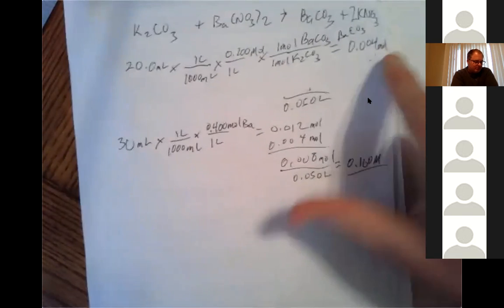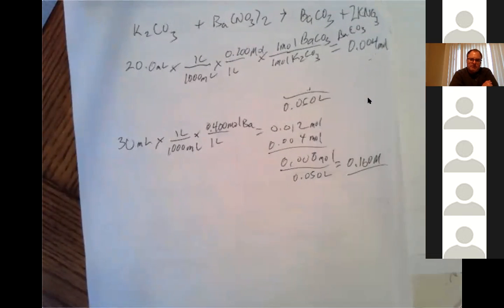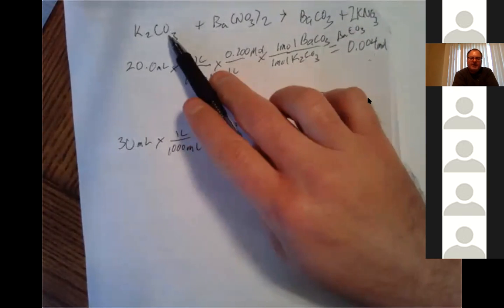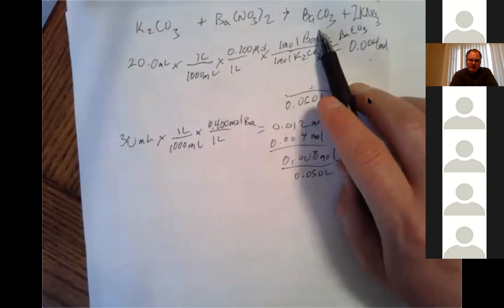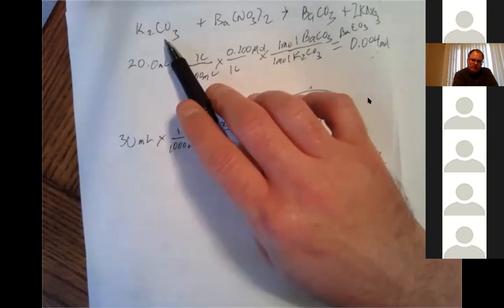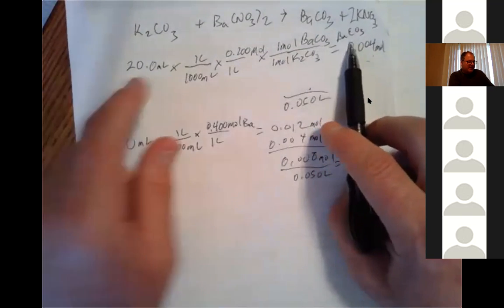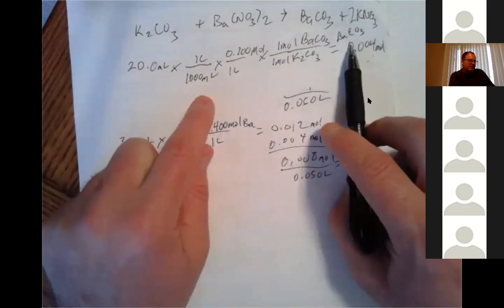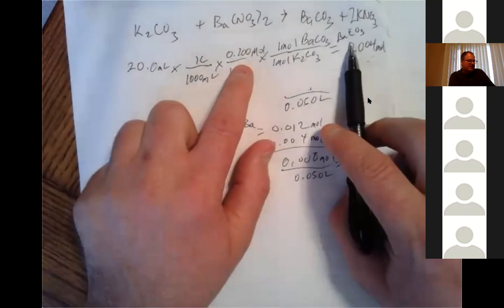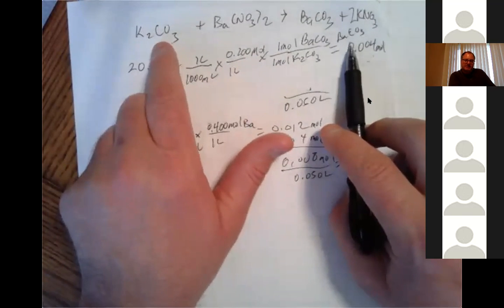Okay, that makes sense. But how do you know that the Ba2+ is part of the original BaNO3 solution instead of part of the barium carbonate? All right, so we know that the only way we can make barium carbonate is with the carbonate. So this calculation here finds out how much barium carbonate can be made because we only have 20 milliliters of a 0.2 moles per liter solution of this potassium carbonate.